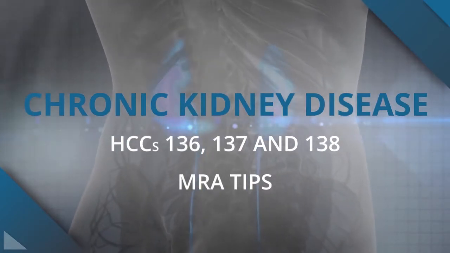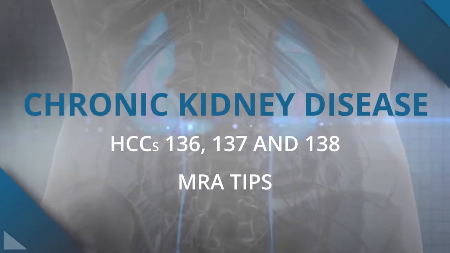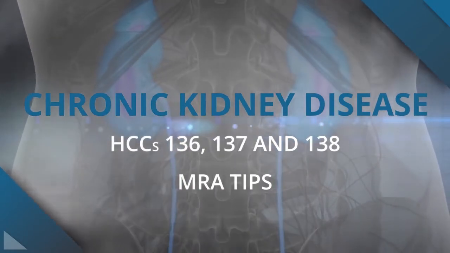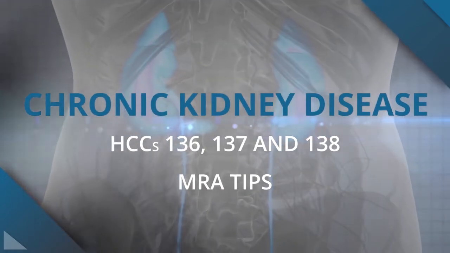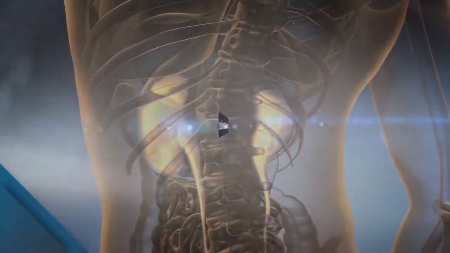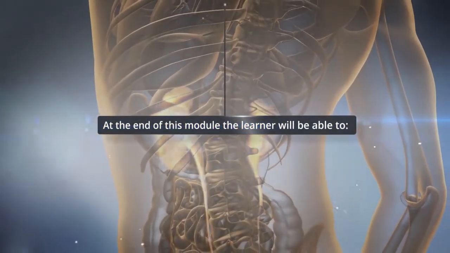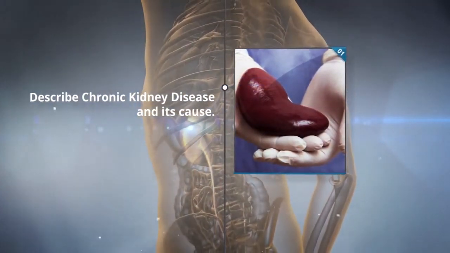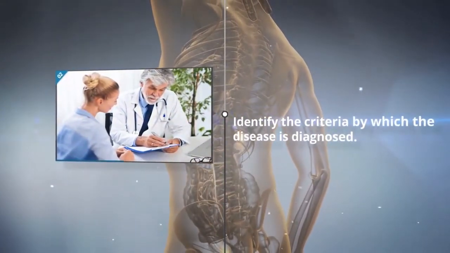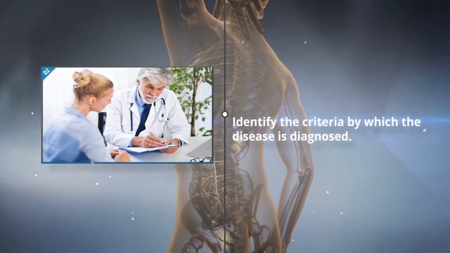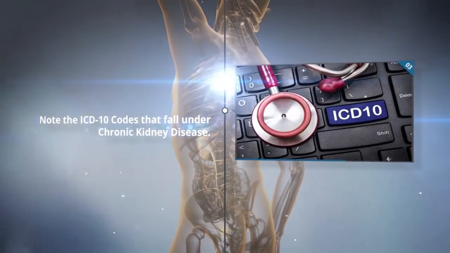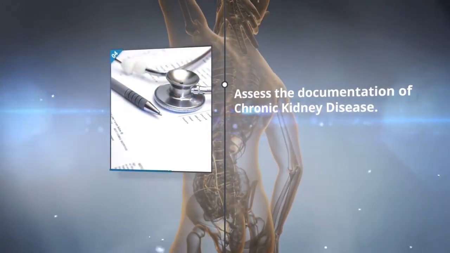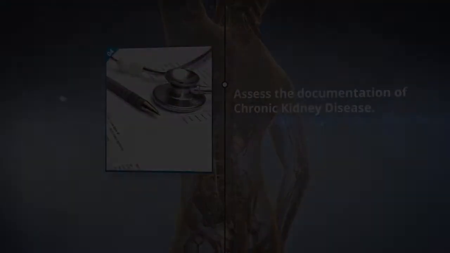This module has been developed specifically for MRA reviewers as a refresher on diagnosis criteria, documentation, and coding of chronic kidney disease. At the end of this module, the learner will be able to describe chronic kidney disease and its cause, identify the criteria by which the disease is diagnosed, note the ICD-10 codes that fall under chronic kidney disease, assess the documentation of chronic kidney disease.